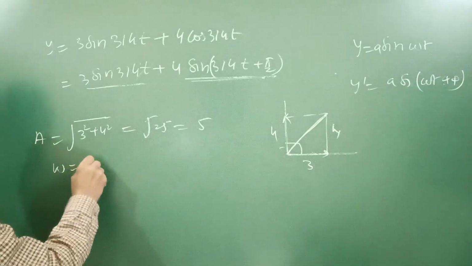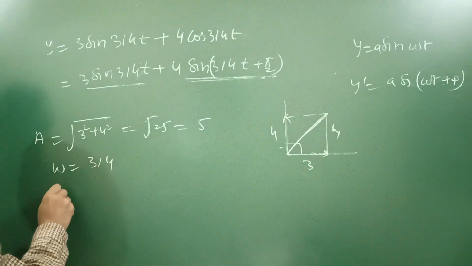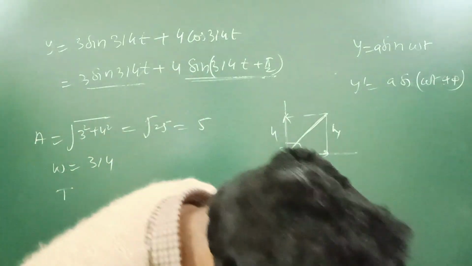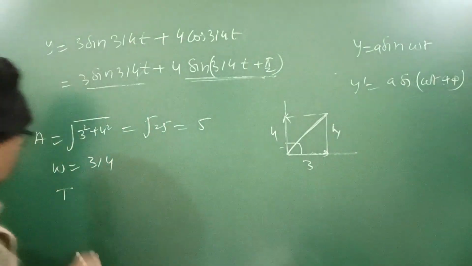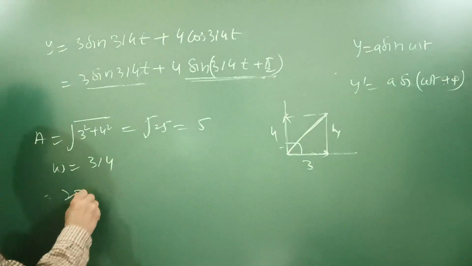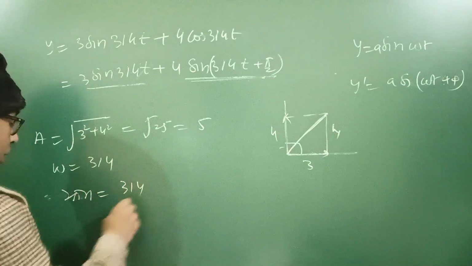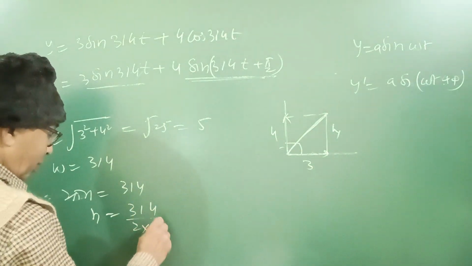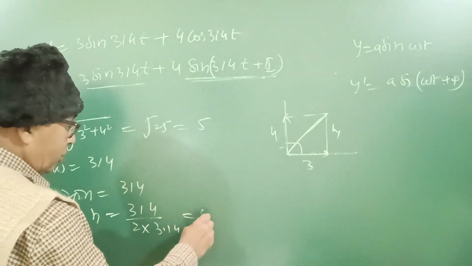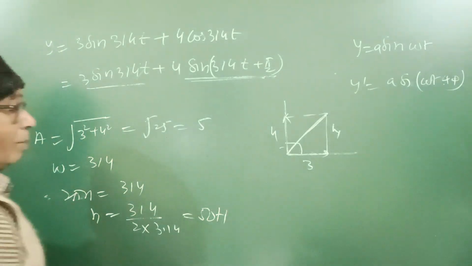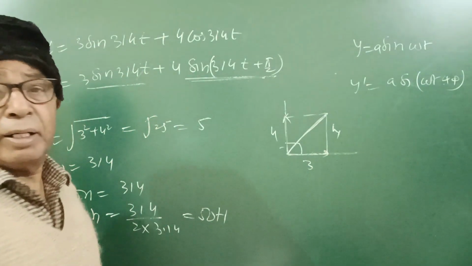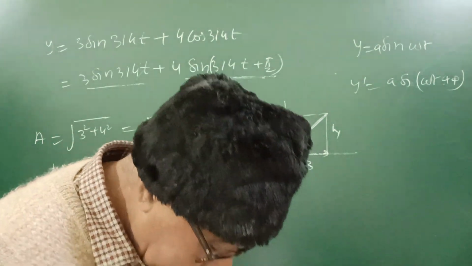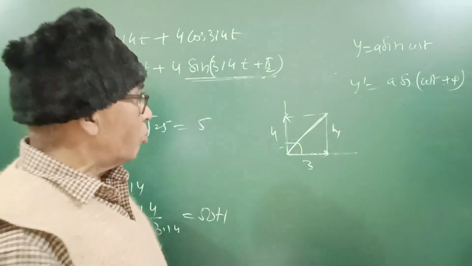Omega is 314. So, frequency, you asked about frequency. Yes, frequency, omega equal to 2 pi n, 314. So n equal to 314 upon 2 into 3.14, that is 50. So the answer is amplitude 5 centimeters and frequency 50 hertz.